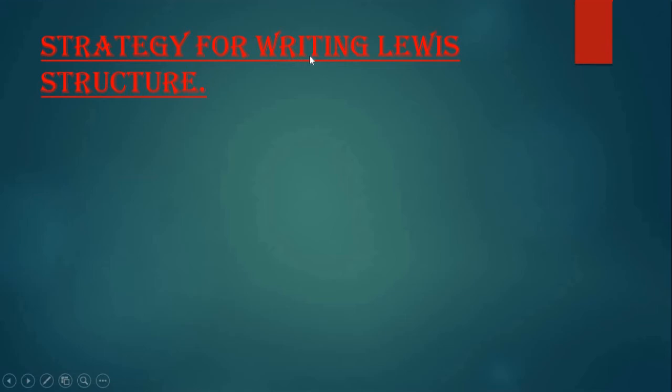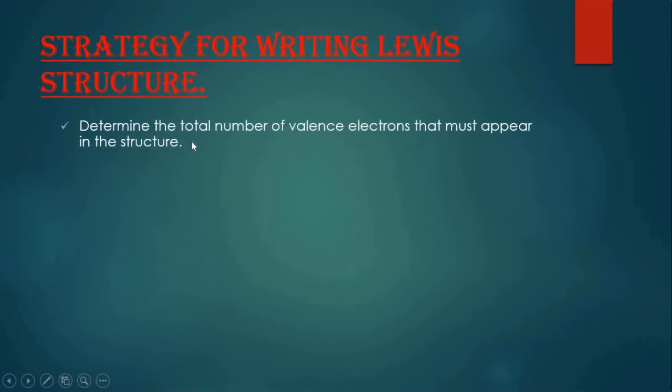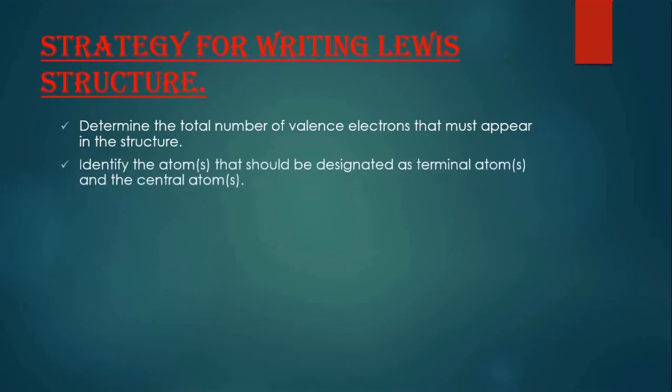Strategy for writing Lewis structure. This strategy has been listed chronologically, that is step by step. So first, you need to determine the total number of valence electrons in the compound that must appear in the structure. Next is to identify the atoms that are central atoms and those that will be terminal atoms. Next, you write a plausible skeletal structure for the compound.